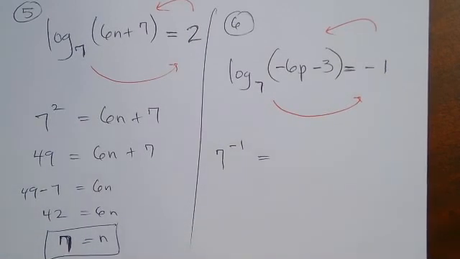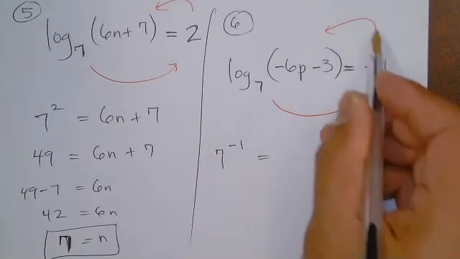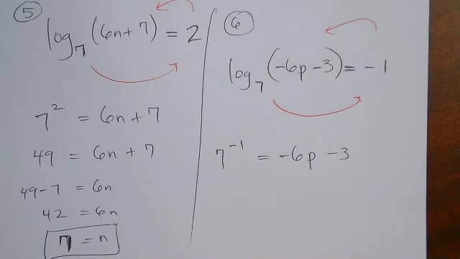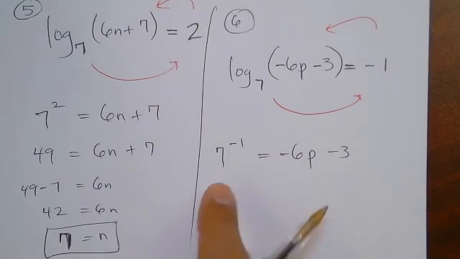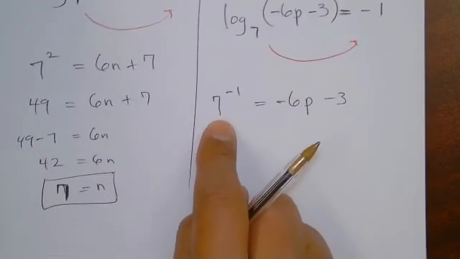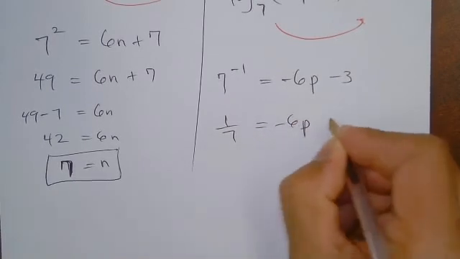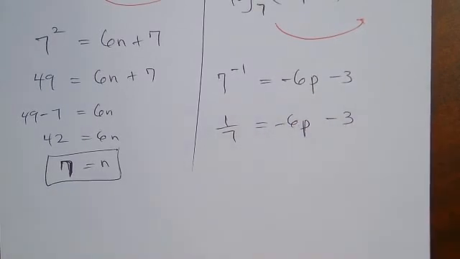Well, I'm not going to do this in logarithmic form. You got to change it to exponential form. That's going to read 7 to the power of negative 1 is equal to negative 6p minus 3, right? Like that. Okay. 7 to the power of negative 1 is what? 1/7 is equal to negative 6p minus 3.